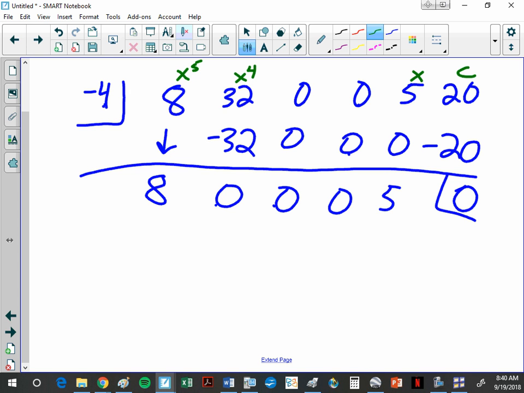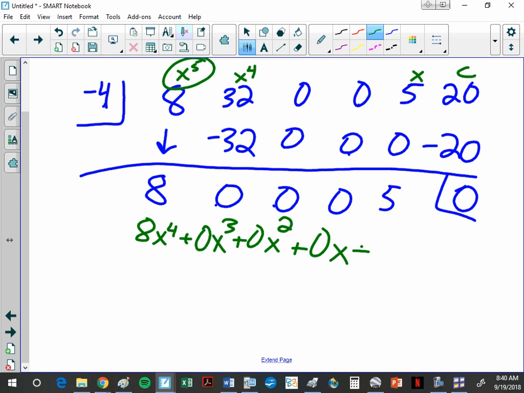Okay? So my old equation started with x to the 5th. So my new equation starts with x to the 4th. So it's 8x to the 4th, and technically plus 0x to the 3rd plus 0x squared. Okay, does that make sense? And then if there was a remainder, then we would do this. But there wasn't, so we don't need to worry about it. All right. Okay, get to work.